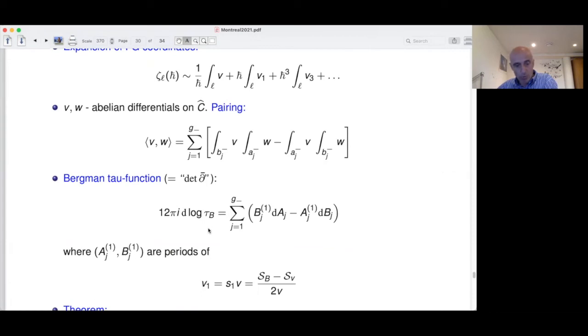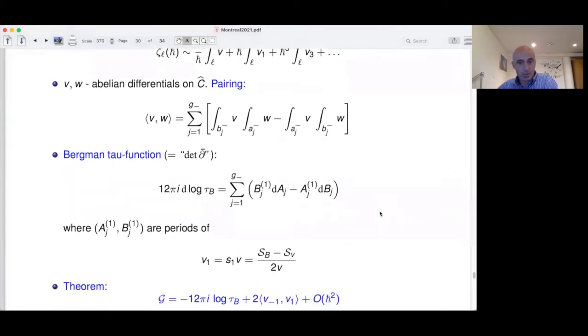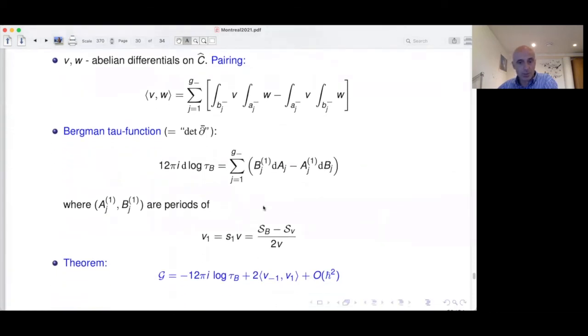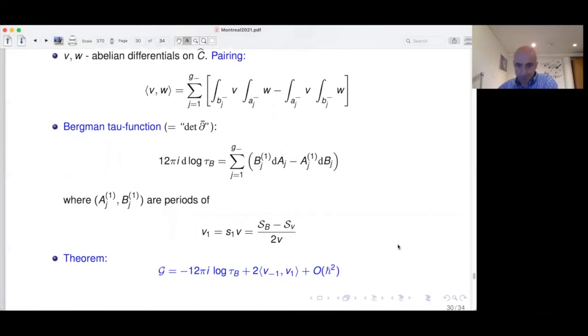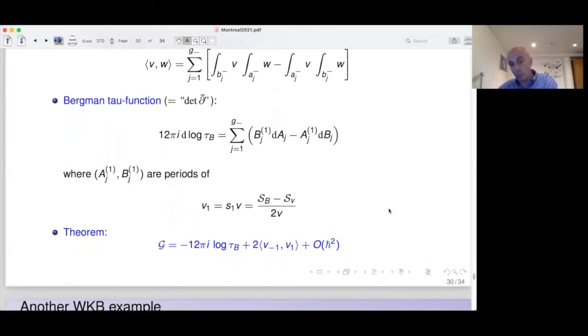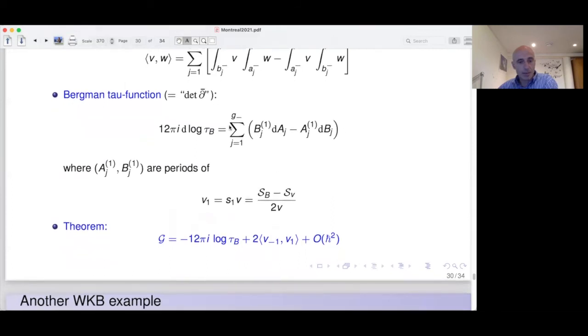It was known before. It was studied in our papers with Alexei Kokotov for quite a while. And the solution of this has the meaning of determinant of D-bar operator. And then playing with all those objects, you get this theorem for the expansion of G. So you can compute the leading term.